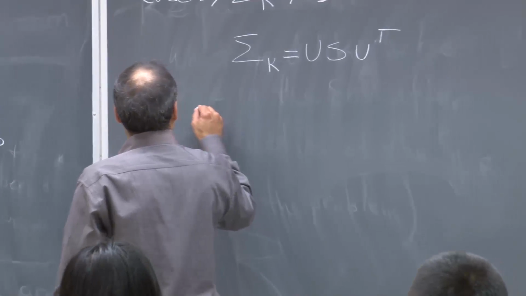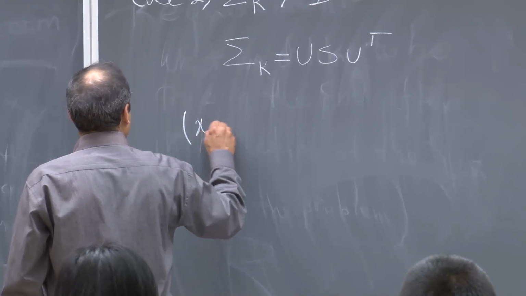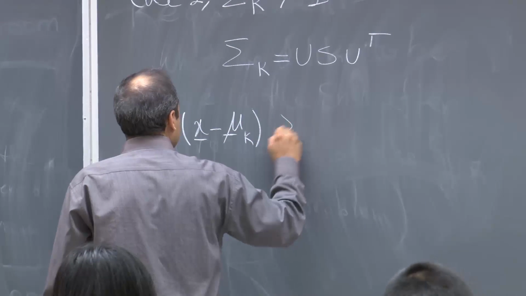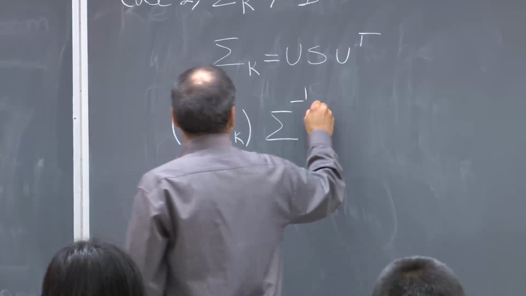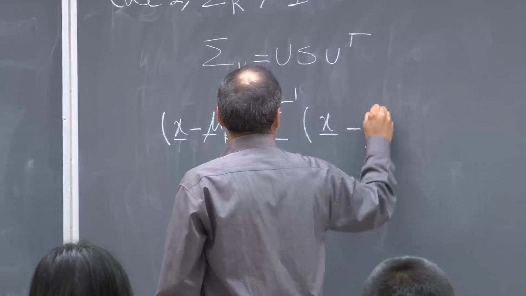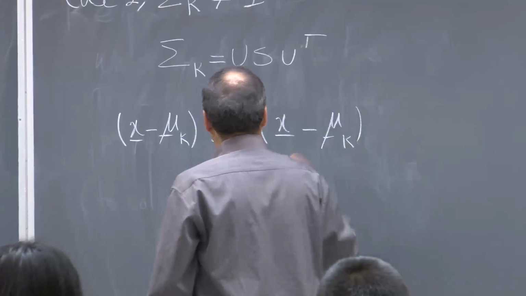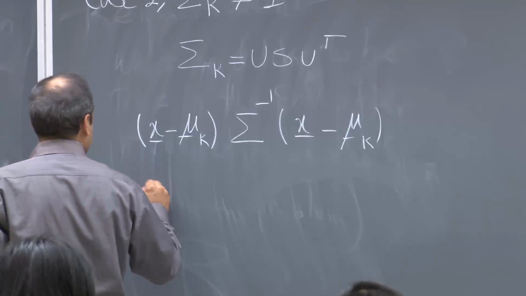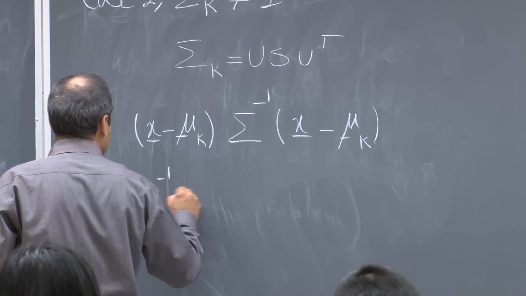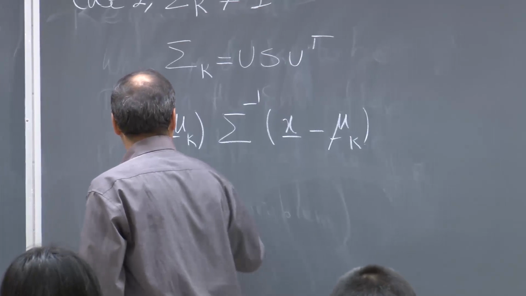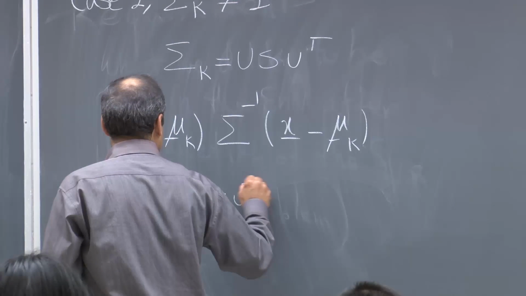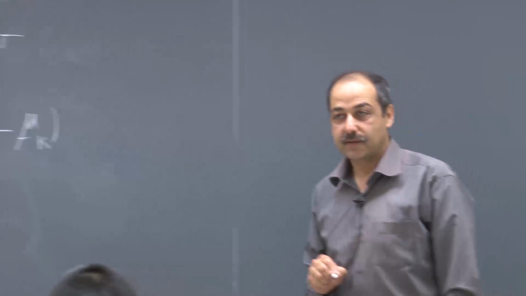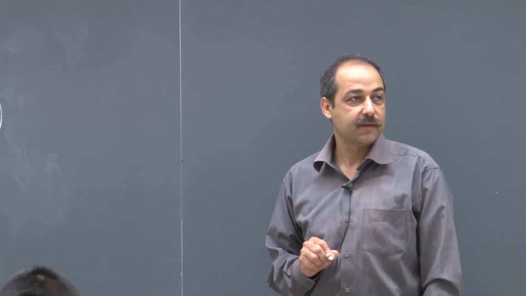So let me look at this term, x minus mu k transpose sigma inverse x minus mu k. Then sigma is U S U transpose, so sigma inverse would be U S U transpose inverse, which is what?